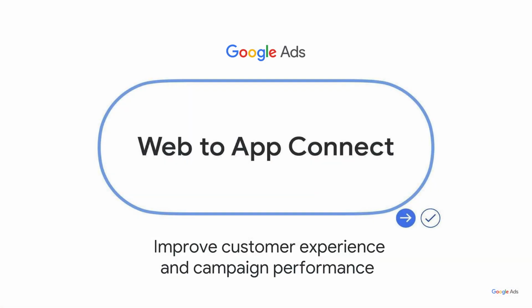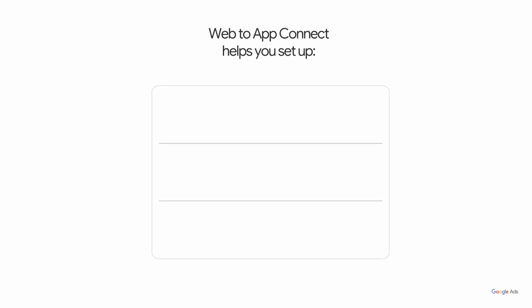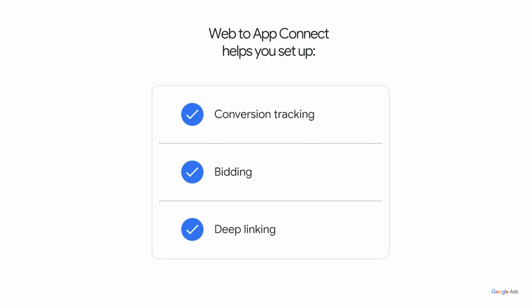I'm excited to talk to you today about Web to App Connect, a new product we're launching in Google Ads that improves your customers' experience and campaign performance. Web to App Connect is our one-stop destination to help you establish in-app conversion measurement, bidding, and to implement deep links that deliver better ad experiences for customers that have your app.